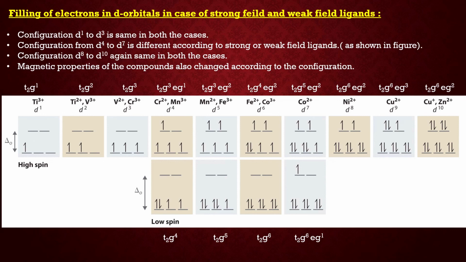Now, according to the electronic configuration, you can find out the number of unpaired electrons, and with the number of unpaired electrons you can say whether the complex is paramagnetic or diamagnetic. If the complex has unpaired electrons, then it is paramagnetic, and if the complex has all the electrons paired, then the complex is called diamagnetic. Moreover, the more the number of unpaired electrons, the more is the paramagnetism of the complex.